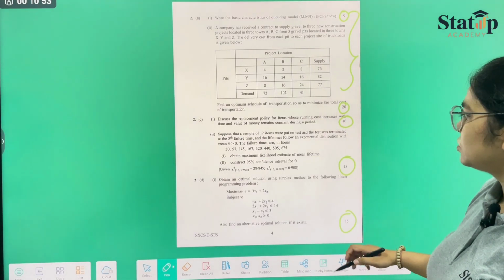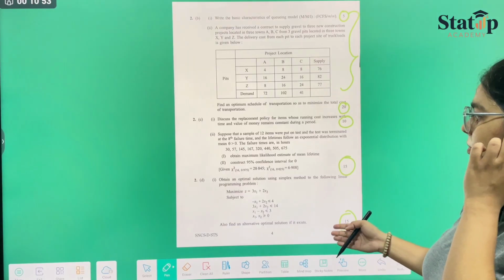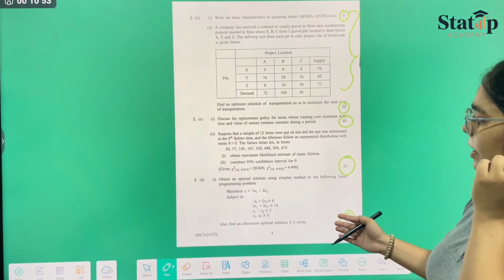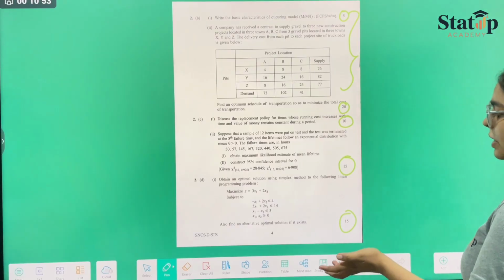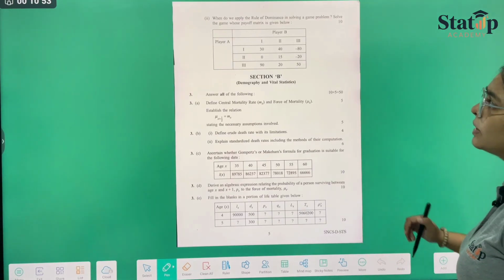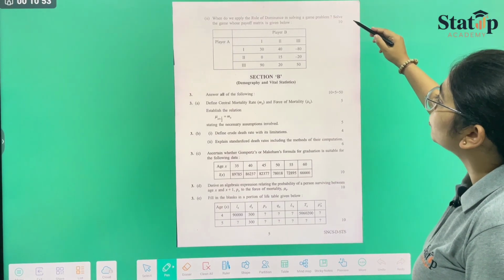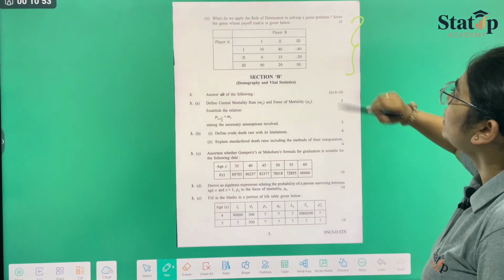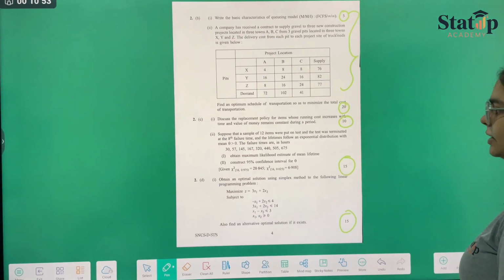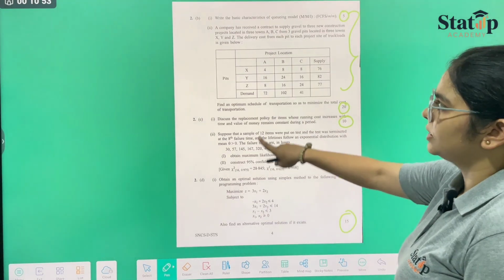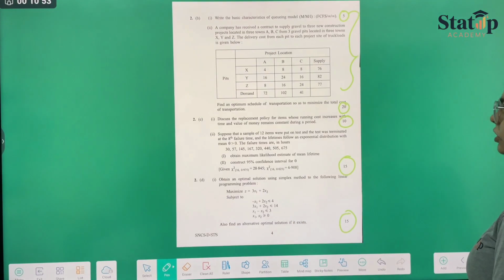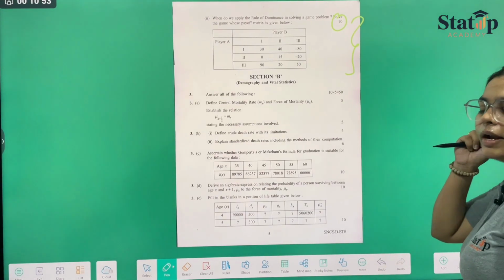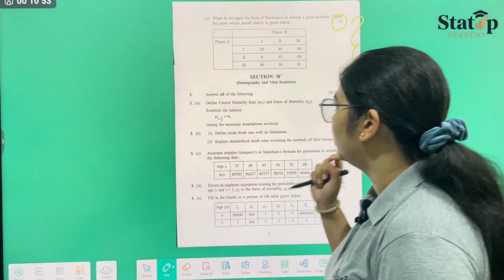Now this is to solve a mathematical LPP by using the simplex method. This is of 15 marks, and this second part is of 10 marks. So in total, you have 4 parts. B, C, and D are here, and A was here. So out of these four parts, you can attempt any 2.